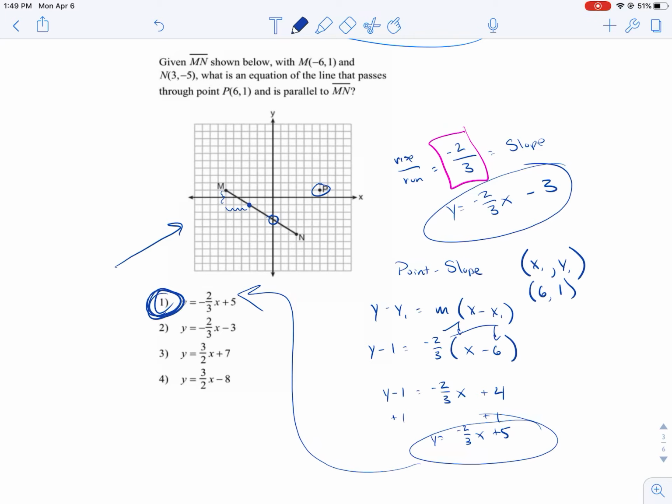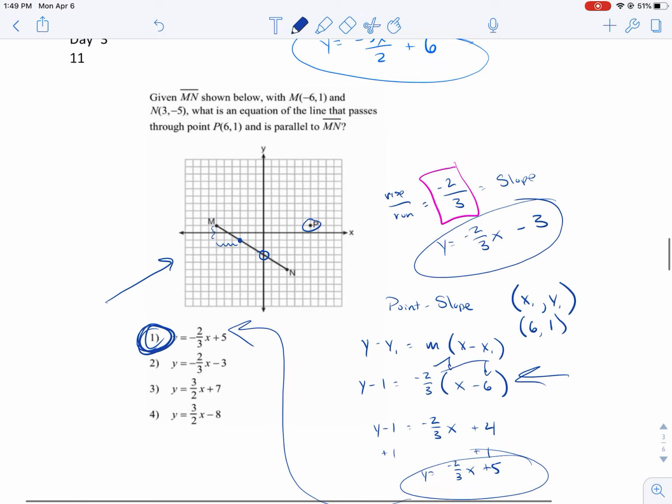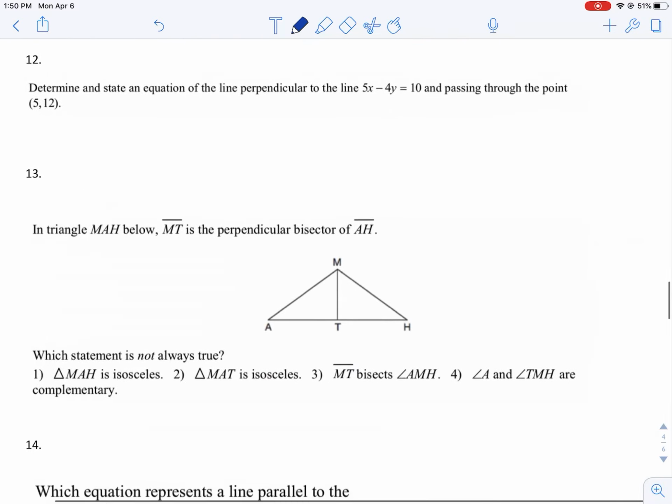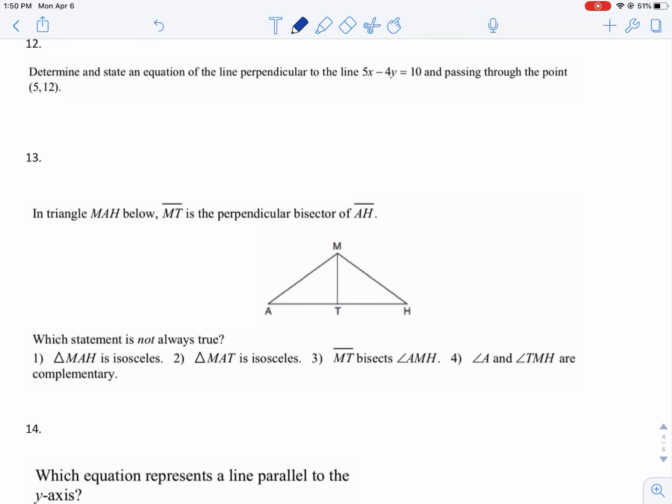Okay, so let me reiterate the process. First, we need to find the slope of that line, which we could have found. We found the equation as well. But we've got the slope, and so in order to create a line that's parallel to the line, we needed the same slope, and we plugged it into our point-slope formula. Okay, so that's number 11.